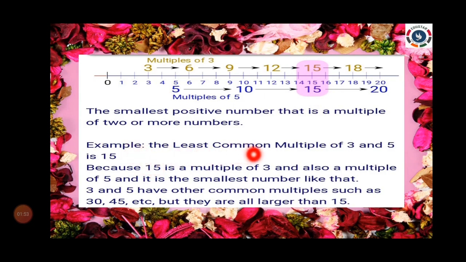Example: the least common multiple of 3 and 5 is 15, because 15 is a multiple of 3 and also a multiple of 5. So it is the smallest number, the smallest common multiple. That is the least common multiple. They have extra common multiples, 30, 45, etc., but they are all larger than 15. So here we need only the lowest common multiple, which is 15.